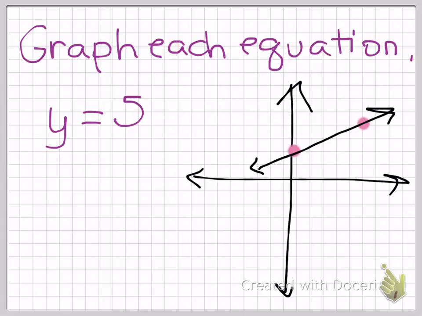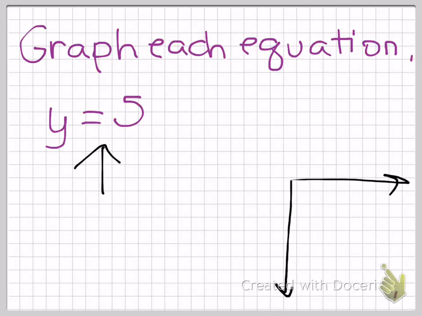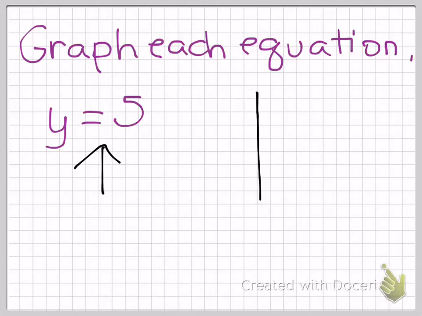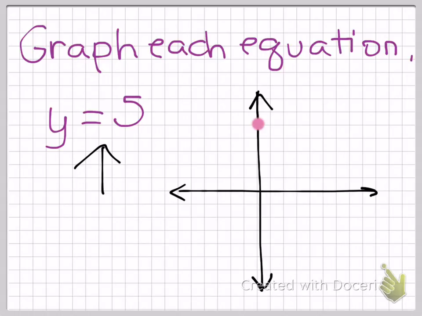Now I'm also asked to graph y equals 5 here. So y equals 5, when it's just equal to y, or it's just equal to x, it's going to be either a horizontal line or a vertical line. So in this case, if it is just equal to y, I'm going to graph it as a point at y equals 5. And then, since I don't have any other points or slope, I'm going to just draw a horizontal line through y equals 5.